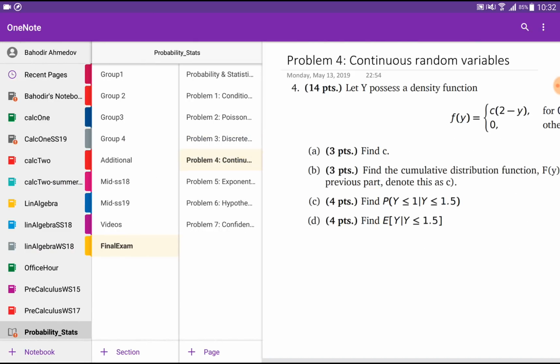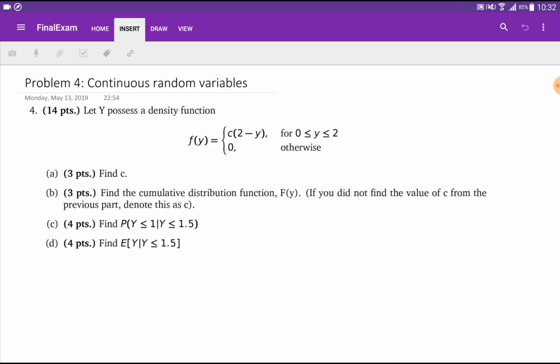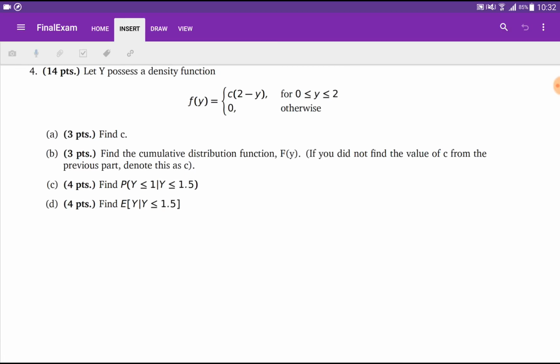Let's go to problem number 4. It's on continuous probabilities. So we're given a density function. We need to find a value for the c so that this function becomes a proper density function.